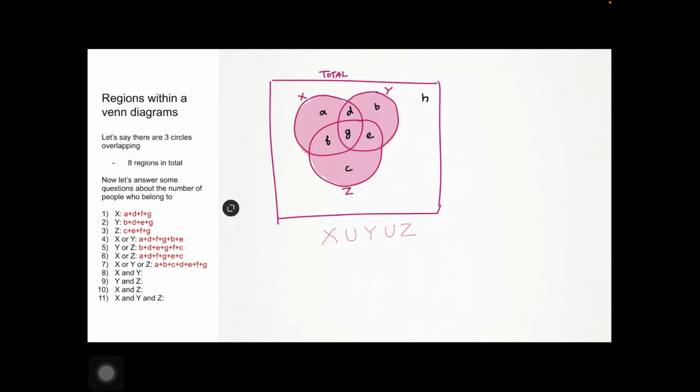Now what about people belonging to X and Y region? X and Y region means it's an AND condition, which means both the conditions should be satisfied simultaneously. People should be inside X circle and people should be inside Y circle. So you can call it X and Y, or you can call it X intersection Y. So people should belong to the overlapping region of X circle and Y circle.